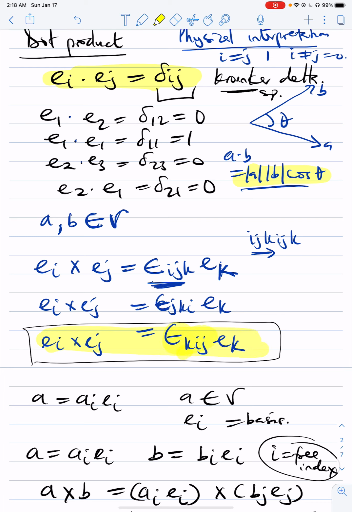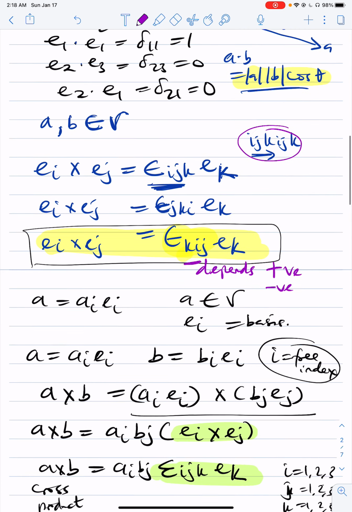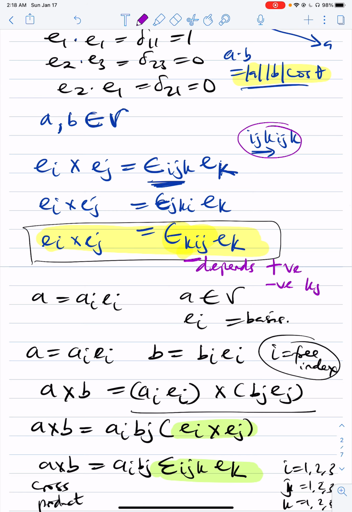e_kij, so this one, this depends on the sign. For this one it's positive, right? Because kij follows the order rightly, but it can be negative if for instance we have kji, right?